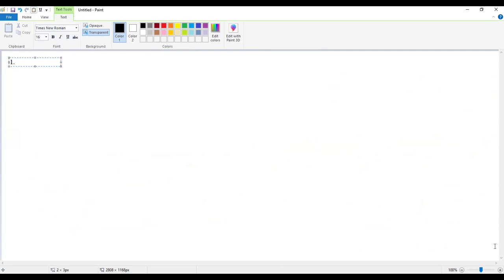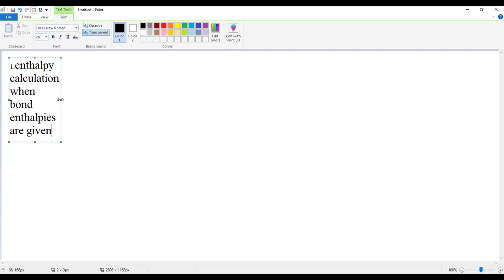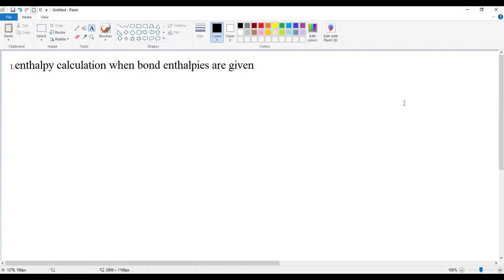So first, what I am going to do is enthalpy calculation when bond enthalpies are given. You will find certain questions. I'll go with the example itself, that's easy, and I'll give you two to three for you to try. After the calculation revision is done, we will be doing energetics past paper questions from 2020 to 2024. Before 2020, it's your responsibility to do and complete. Okay.